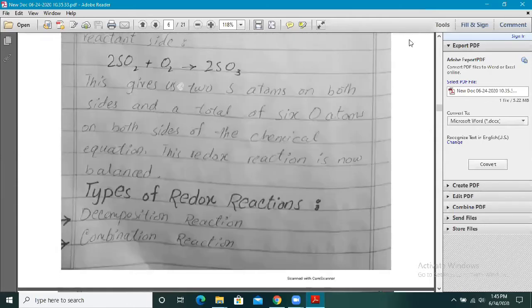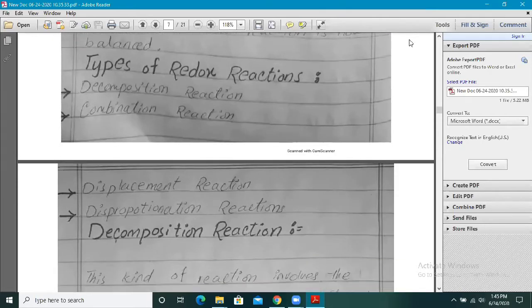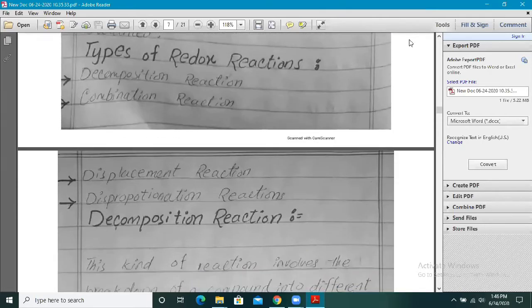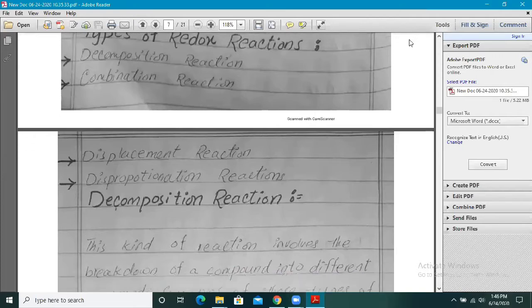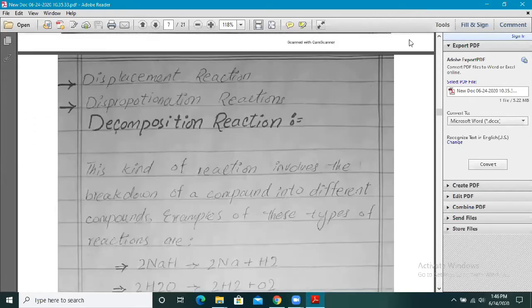And we have the types of redox reaction: decomposition, combination, disproportionation, and displacement reactions. Here is the explanation of all that.